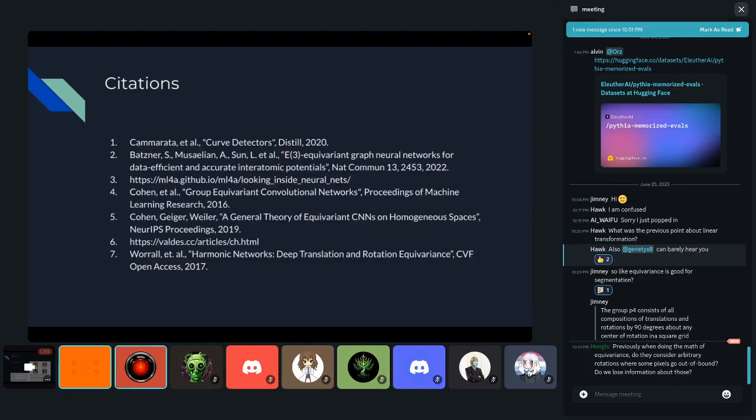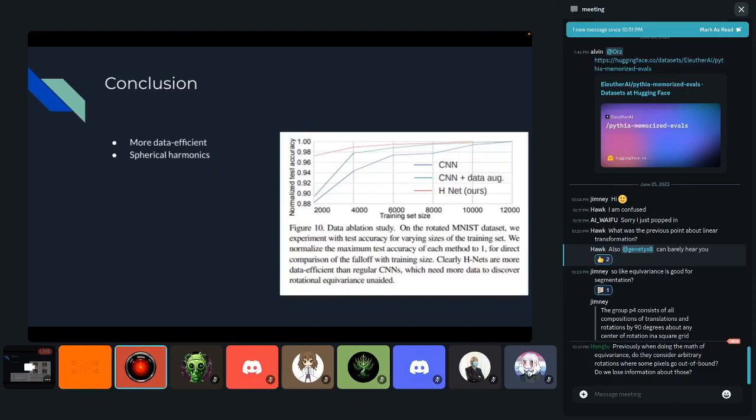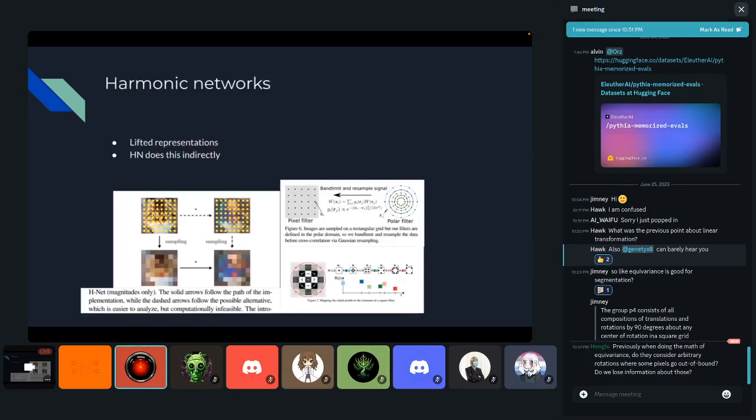I have a question, and also Honglu has one, both related to the whole sampling thing. Honglu's question is about, when doing the math of equivariance, do they consider arbitrary rotations where some pixels go out of bound? And when that happens, do we lose the information about those pixels? So I guess the question is about the behavior of your rotational convolution near the edge of the image, probably.